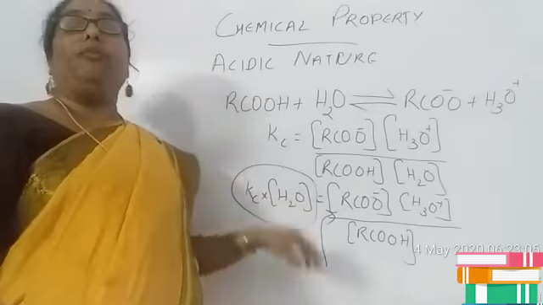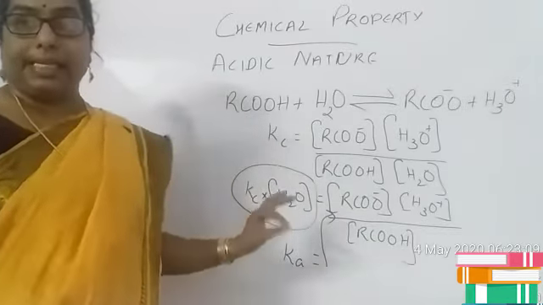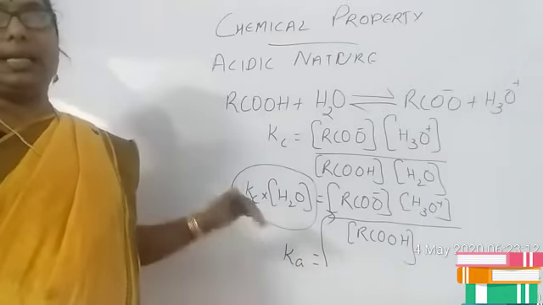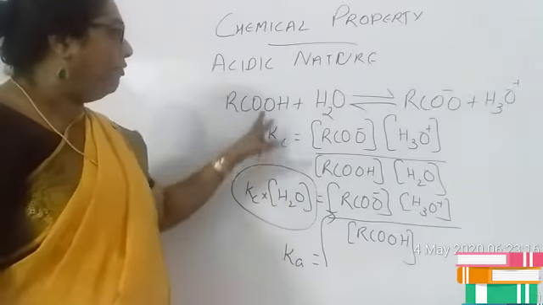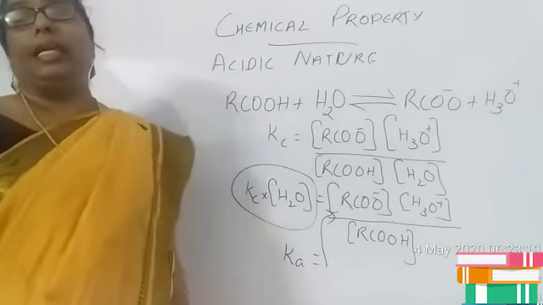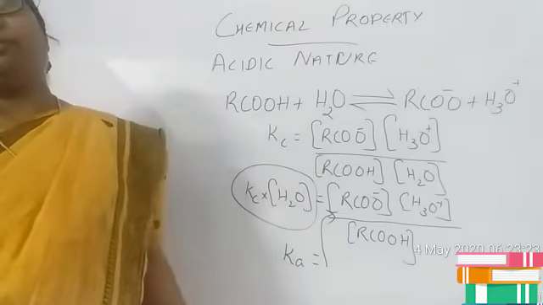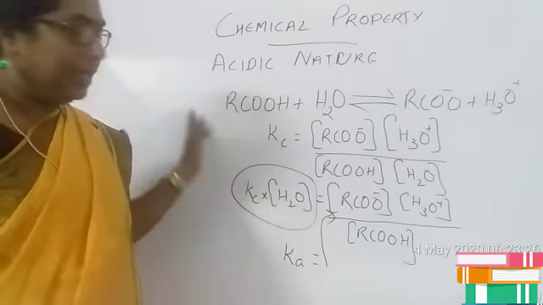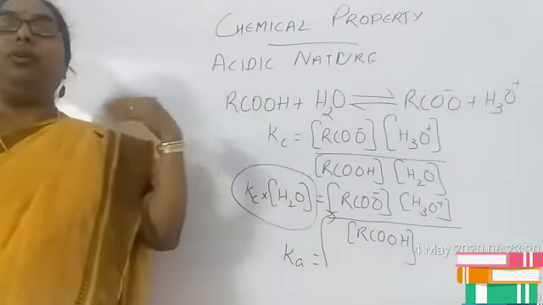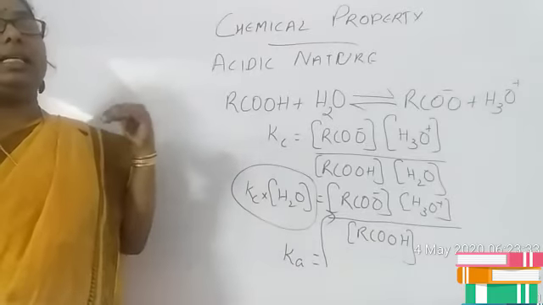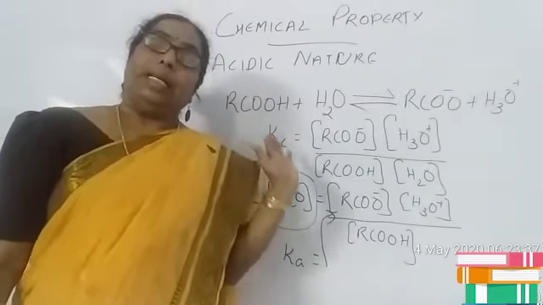Children, as the value of Ka increases, you know that acidic nature increases. So that is why we can say that compared to alcohols and phenols, the value of Ka is high for carboxylic acid. So they are considered strong acids, and they are able to turn blue litmus to red. Is it clear? And here we have to consider one more factor: as the value of Ka increases, acidic nature increases, but the value of pKa will decrease.